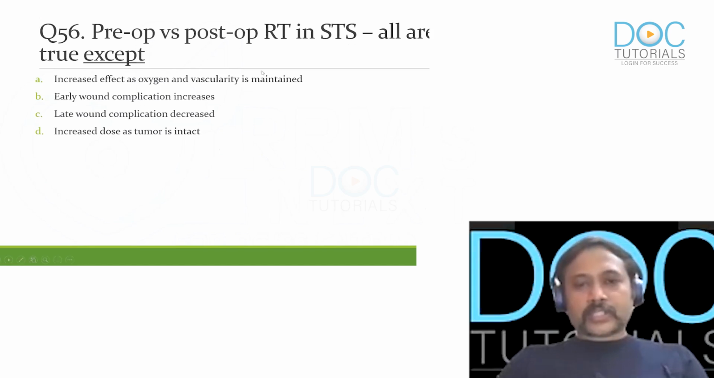Increased effect as oxygen and vascularity is maintained. Early wound complications are increased. Late wound complications are reduced. Increased dose as the tumor is intact. So which is the false statement here?